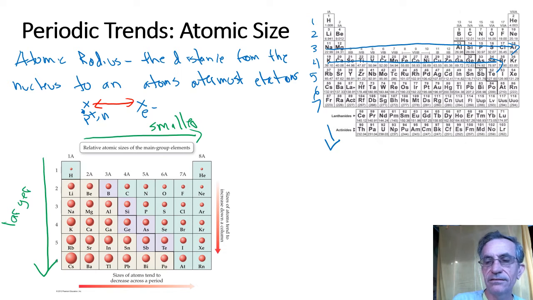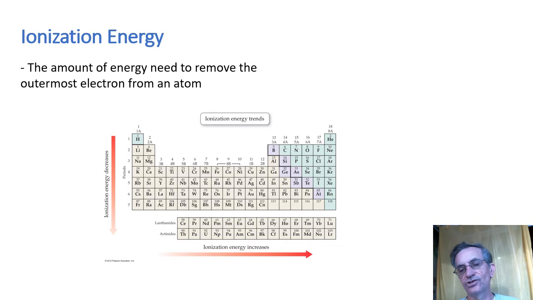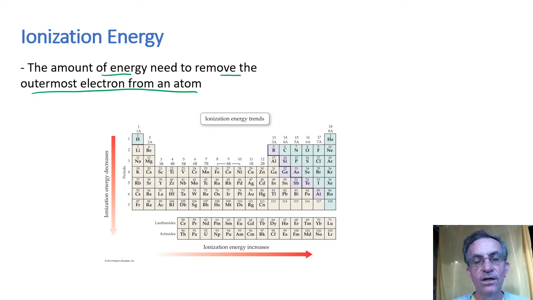So another pattern is called ionization energy. Ionization energy is basically the energy it takes to remove an electron from an atom. How hard is it to remove an electron from an atom? So we would be looking at basically this reaction.